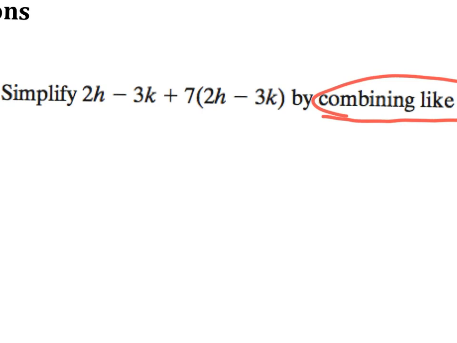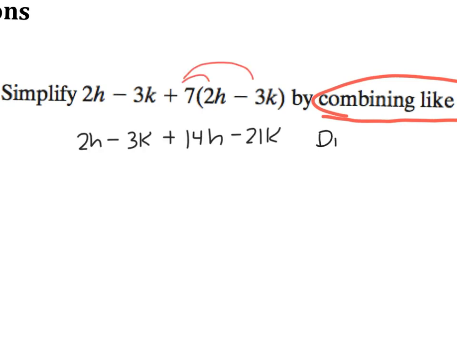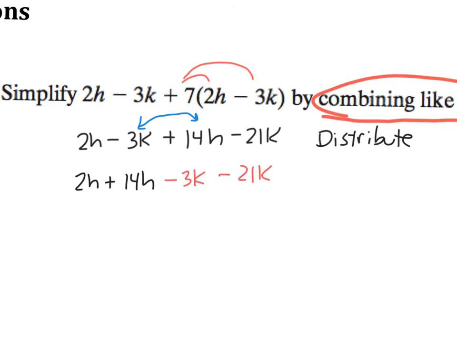Okay, step number 1. So my first step is to distribute. So I use the distributive property to distribute the 7. How it works. All right, so our next micro step says this. I'm going to switch these around because I want my h's together. So I bring the 2h here. Now I add the 14h, and now I'm going to write the negative 3k and bring down the negative 21k. So what property did I just use? I commuted. So I use the commutative property there.